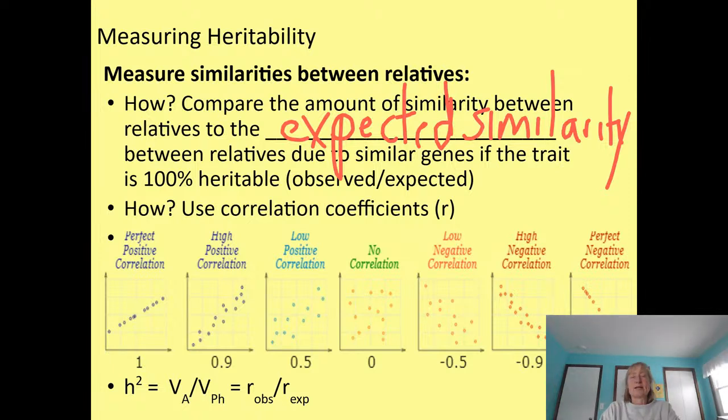So let's, for example, think about height in humans. If you have identical twins, they share almost all their genes. Let's go with 100% of their genes. We would expect identical twins to be the same height if the trait of height is 100% heritable. We would expect them to always be the same height, right?